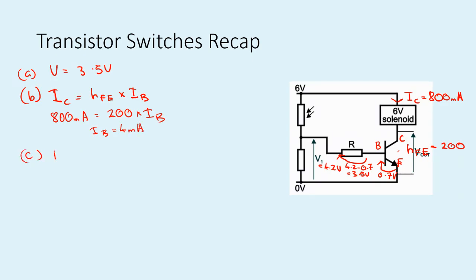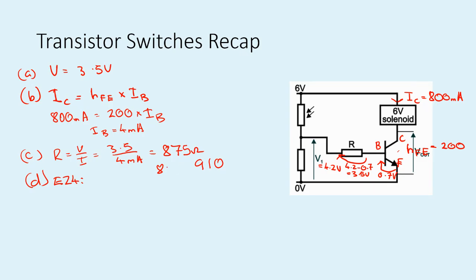So part C, what's the ideal resistance? R is V over I. So we've got 3.5 volts going across the resistor and 4 milliamps. So we get 875 ohms. Part D, it asks for the E24 value. And we've got two choices here, either 820 or 910. 910 is closer.